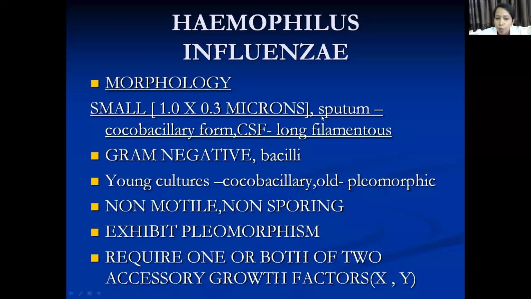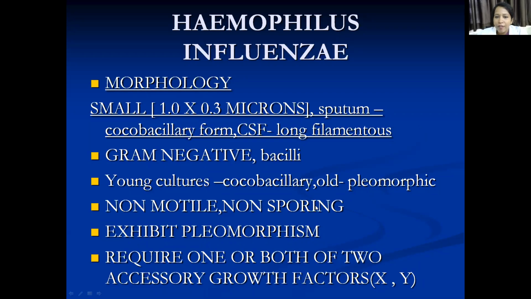In sputum they are cocobacillary form, and in CSF they are long filamentous form. And of course they are gram negative. In young cultures they are seen as cocobacillary forms, and in old cultures they are seen as pleomorphic forms. Pleomorphic means they have different shapes. They are also non-motile and non-sporing.